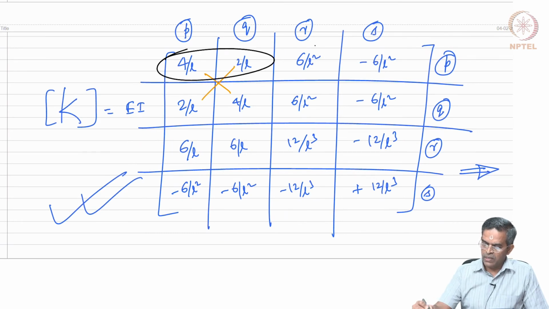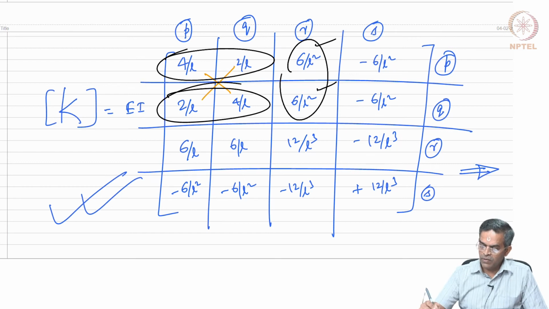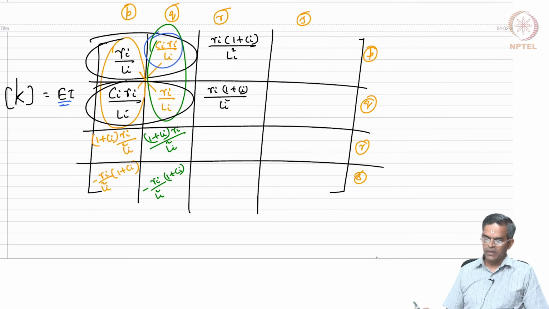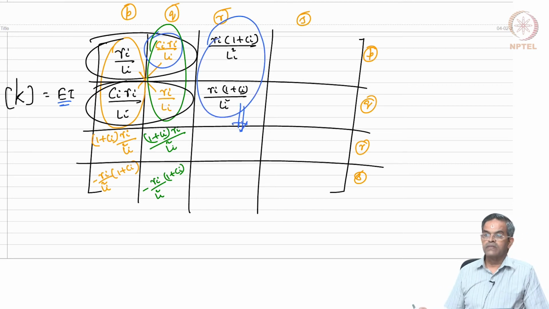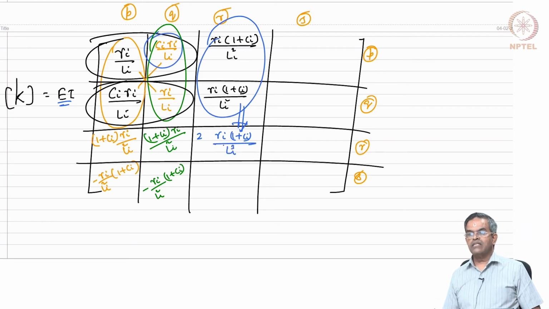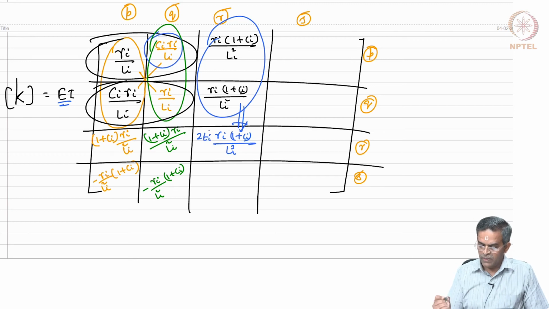Sum of these two by L is this, okay. Sum of these two by L is this. Same way here. Sum of these two by L will be this, which will be 2 times of Ri 1 plus Ci by Li cube. Since it is a translation function, I put Ti here.